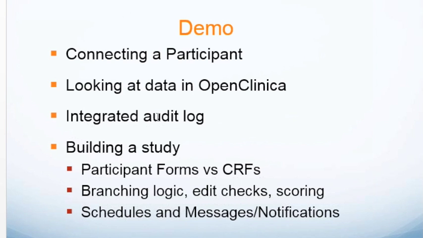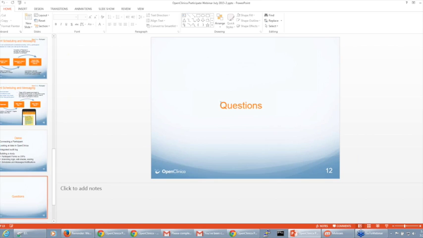So we connected a participant. We looked at the data in OpenClinica. We looked at the integrated audit log, the access you have to review and manage and track that data with the traditional functions of OpenClinica's clinical data management capabilities. And though I'm not going to go into it during this demo, you can extract that data in the same way you would extract other data in OpenClinica, either alongside it or set up separate data sets.